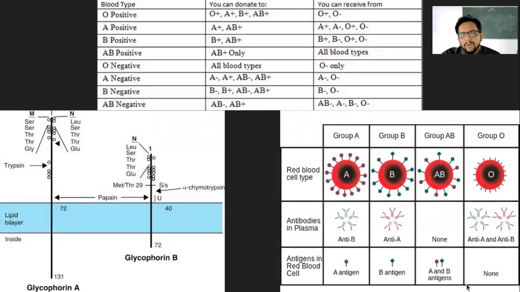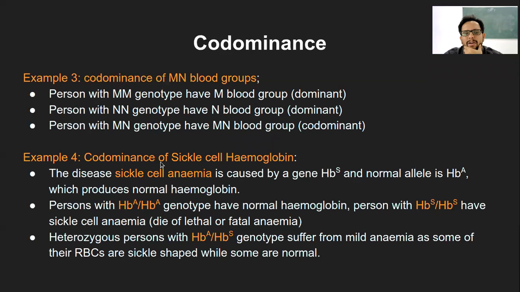And then we had also looked at the MN blood group system, based on which antigens are present on the surface of RBCs. That is also an example of codominance, especially when both M and N antigens are present on the RBCs, acting as a codominance phenomenon, and the individual will have MN blood group.